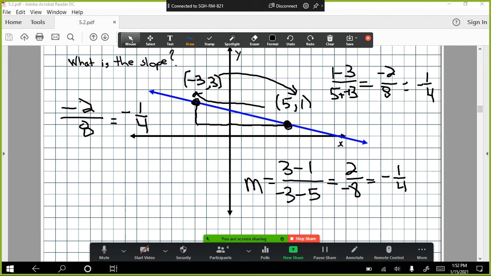You mean like 3 minus 1? Yeah, if I go 3 minus 1, then I have to go -3 minus 5. I can't go back the other direction. I have to go the same direction for both of them when I'm subtracting. All right?